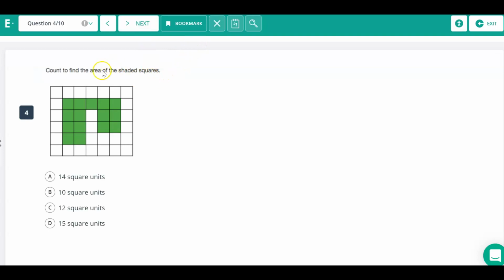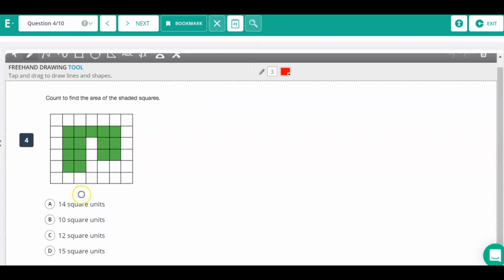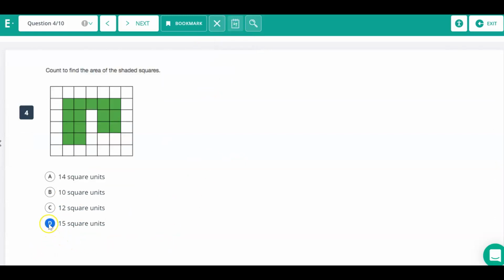Number 4. Remember, another way to find the area is to count the unit squares. So when we have a shape like this, we can count the squares to find the area. 1, 2, 3, 4, 5, 6, 7, 8, 9, 10, 11, 12, 13, 14, 15. Choose the area, 15. We'll have to click back on the notepad and click on 15 square units. Then click Next.